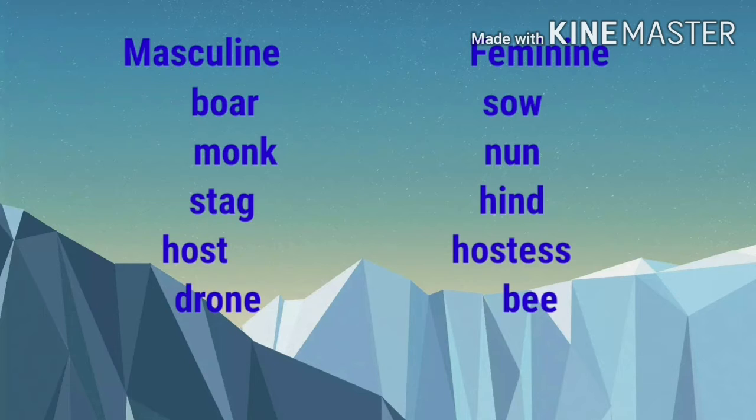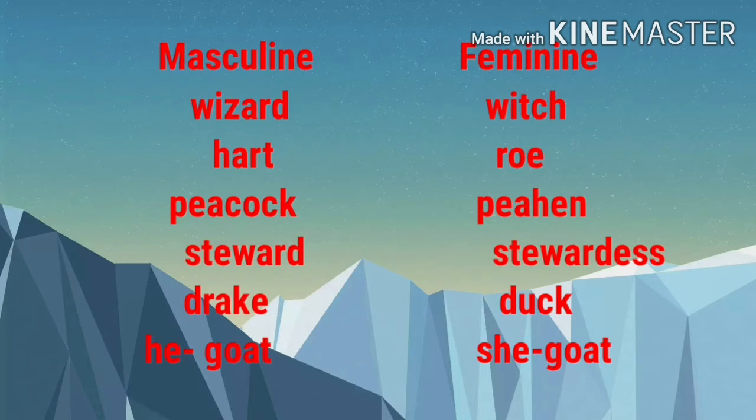Next one, drone, bee. Drone is masculine, bee is feminine. 11th one, wizard, witch. 12th one, peacock. What is the feminine for peacock? Peahen. Very good. Peacock, peahen. Next one, steward, stewardess.